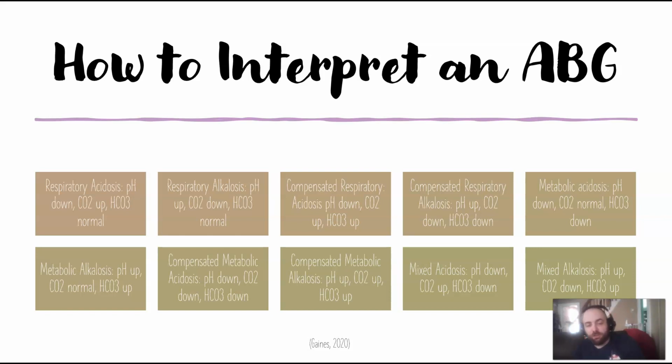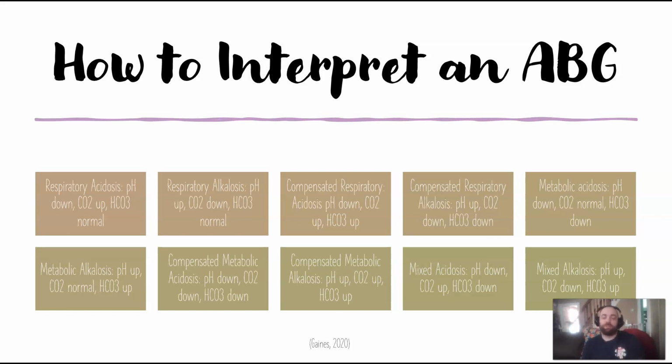In a respiratory alkalosis, your pH is going to be up, which means it's going to be more alkaline, above 7.40. Your CO2 levels will be down, and your bicarbonate levels will be normal.